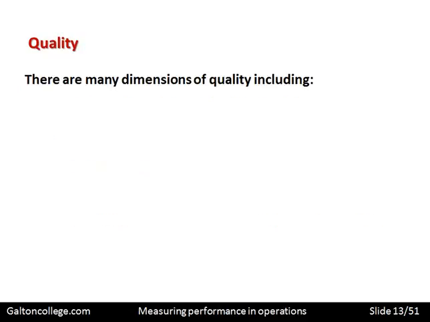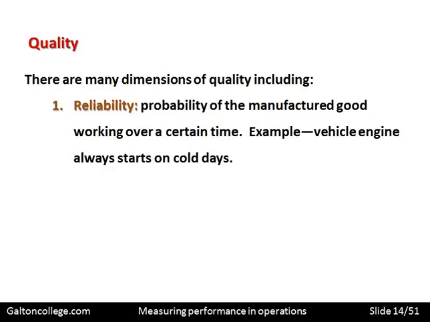There are many dimensions of quality, including also reliability. The probability of the manufactured good working over a certain time. For example, the vehicle engine always starts on cold days. So the car is reliable. It starts when we want it to start. When we initiate the ignition sequence, the car starts. So it's reliable. It's a reliable vehicle. It's good quality.